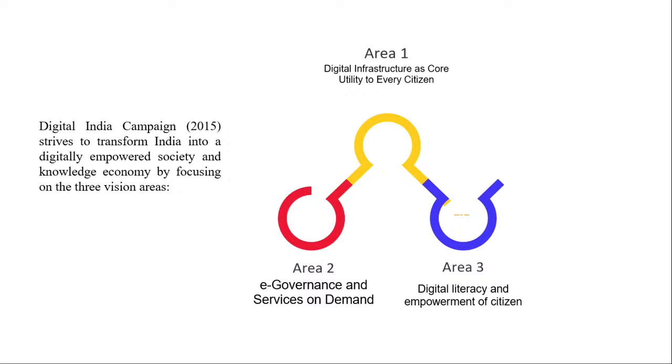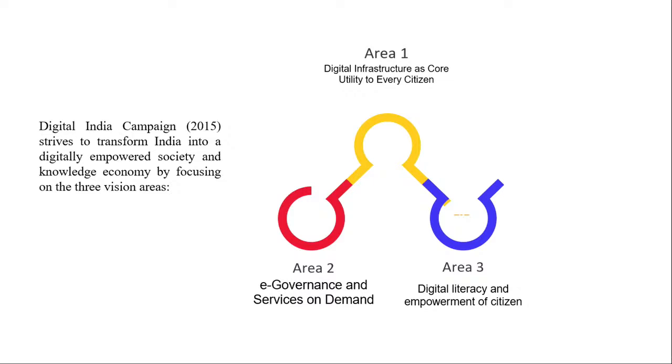So area one is digital infrastructure as a core utility to every citizen. So digital infrastructure is very, very important. Until and unless there is infrastructure instituted in schools, it is not possible to integrate educational technology or ICT into the teaching-learning process.